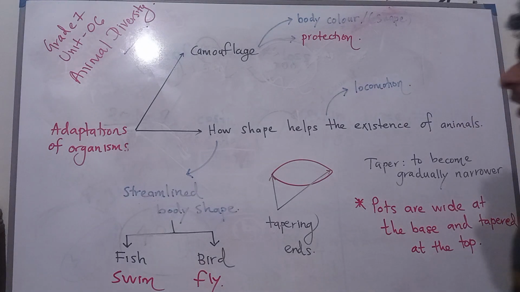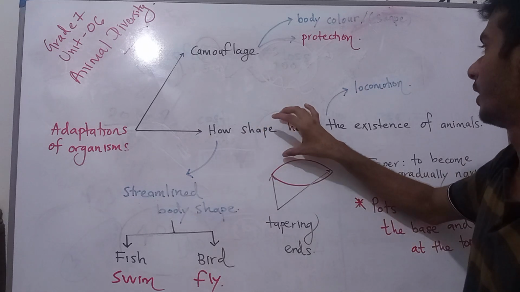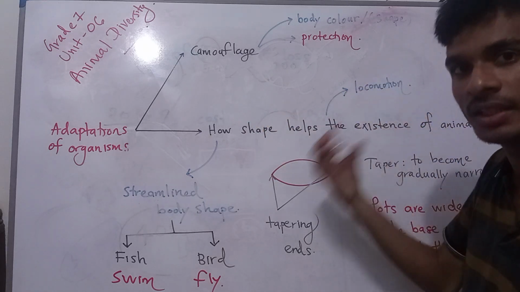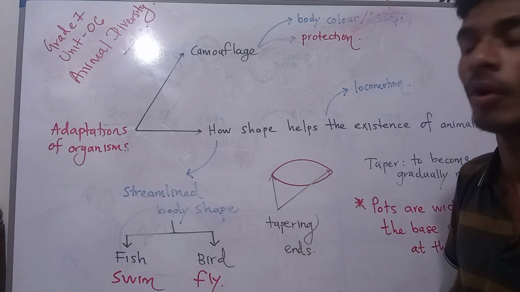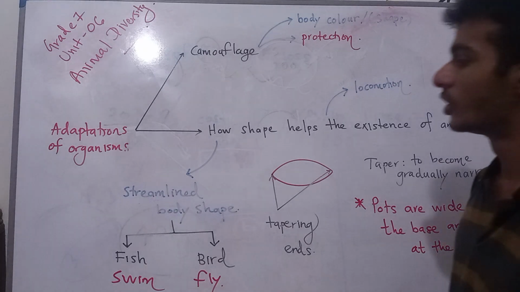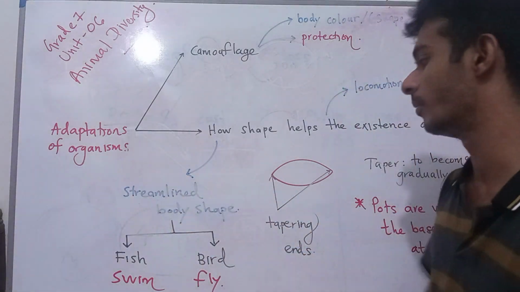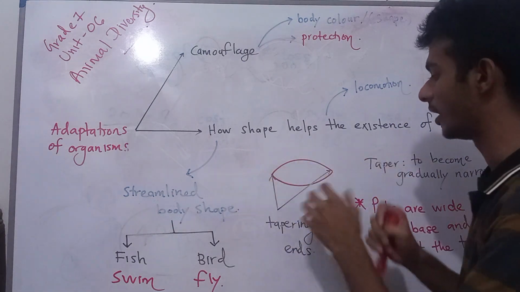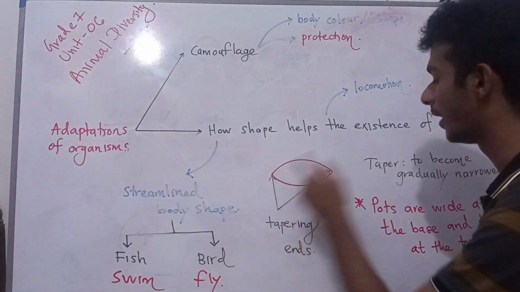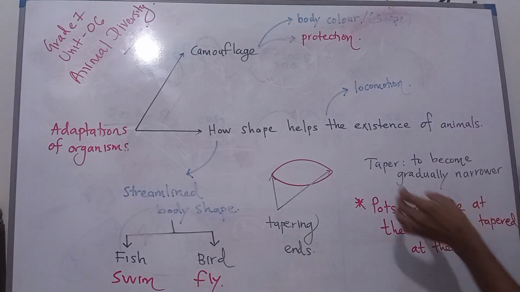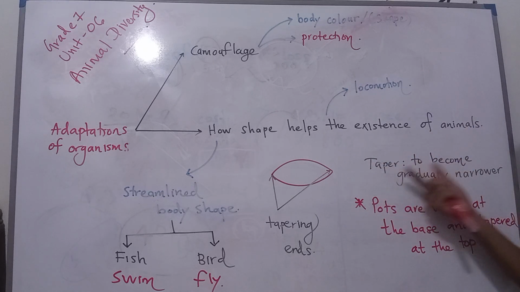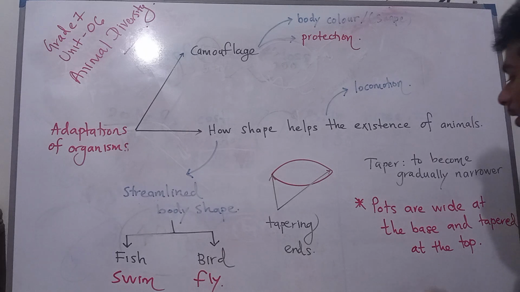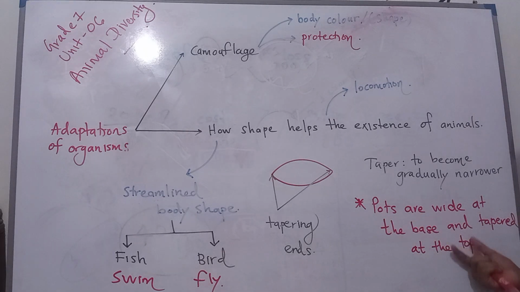After that we studied how shape helps the existence of animals. This shape is for locomotion. To overcome the challenges in locomotion, the body shape is very helpful for organisms for their survival. Under that we studied the streamlined body shape. It's an oval shape with two tapering ends. Let's see what I mean by taper. Taper means to become gradually narrower. For example, pods are wide at the base and tapered at the point.